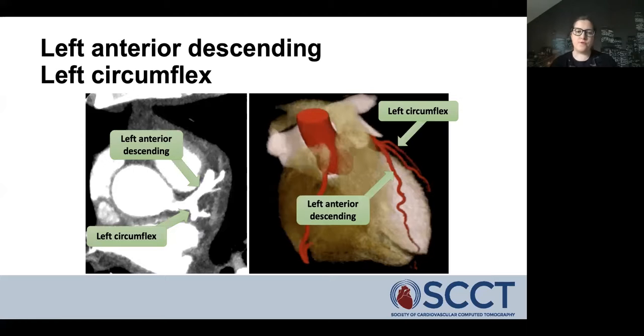So the way to remember the two of these is that the left anterior descending has anterior in its name, and it's going forward anteriorly on your image there. So the one that's going a little bit anterior, that's the left anterior descending, and then the left circumflex is the one that's going back the way in the atrioventricular groove.